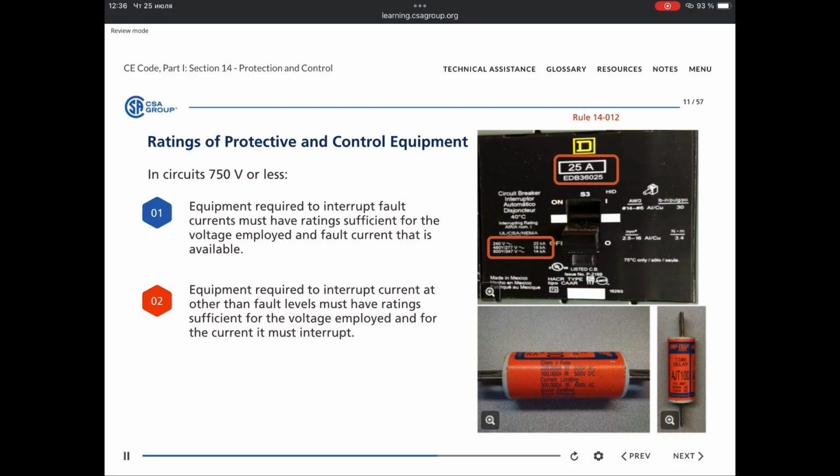Electrical equipment that interrupts current at other than fault levels must also be rated for the system voltage and the maximum current that the equipment must interrupt. Examples include circuit breakers and fuse switches under load conditions, push buttons used in motor control circuits, lighting switches, etc. Click each marker to see the ratings listed on this fuse.